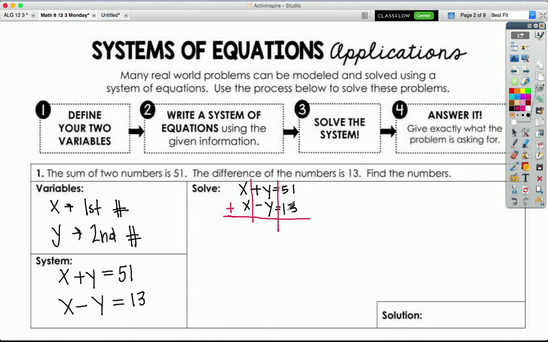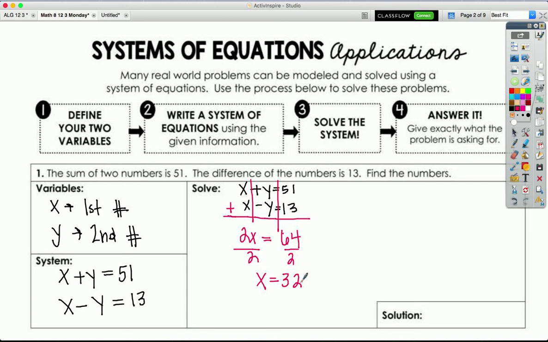Remember elimination? We're technically adding together the two equations. If things didn't already cancel, we would multiply by something to make them cancel, but this time our y's already cancel out. So we're left with 2x equals 51 plus 13. What's that going to give us? 64. And when I divide by 2 on both sides, what's going to be the value of x? Okay, so x is 32.